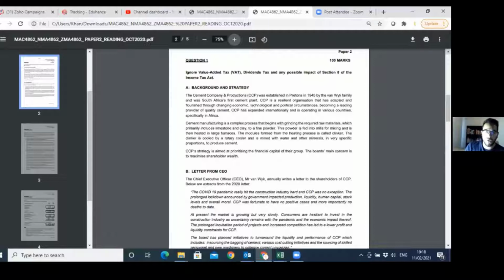Then we have Porter's 5 forces. Porter's 5 forces is used for the micro environment, the external micro environment. So PESTEL is used for the external macro environment, which refers to the countries in which the company is operating, so nationally and internationally. Porter's 5 forces is used for the external micro environment, referring to the industry or industries in which the company is operating.